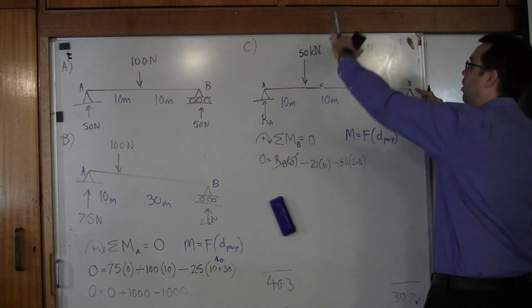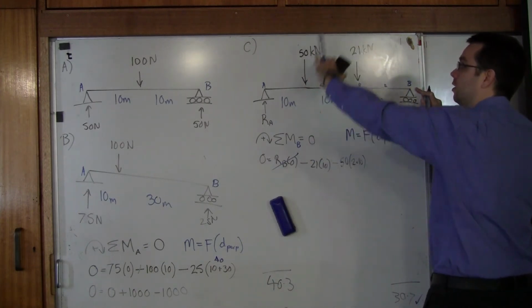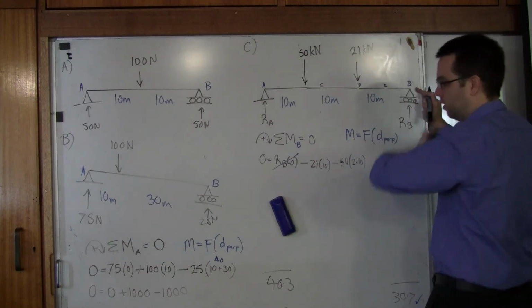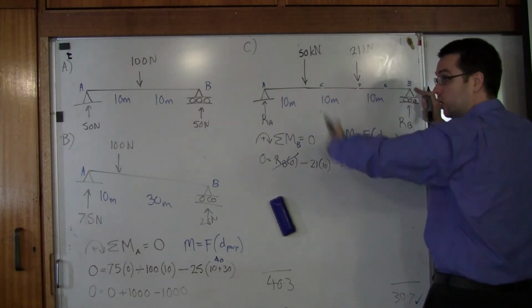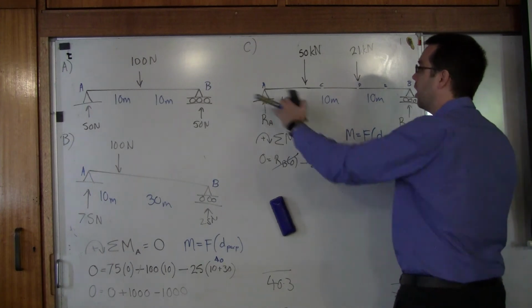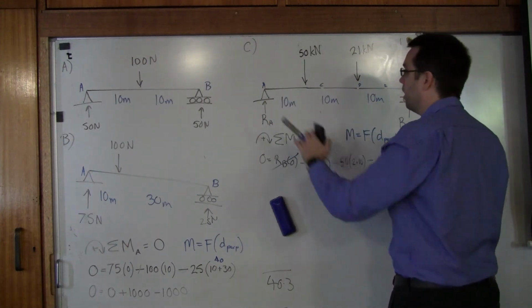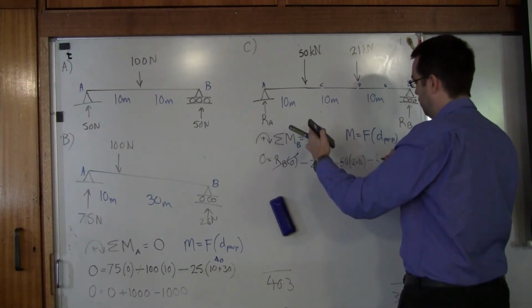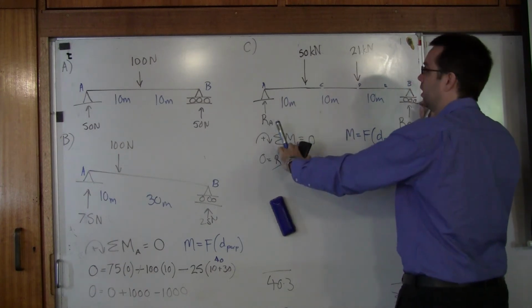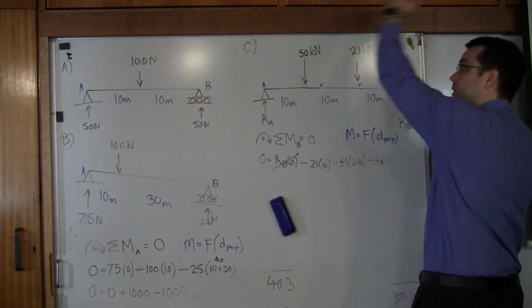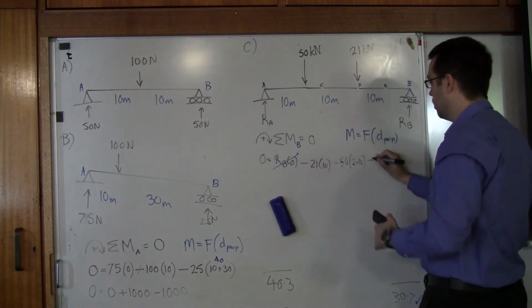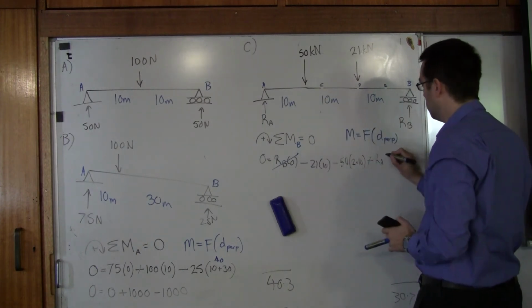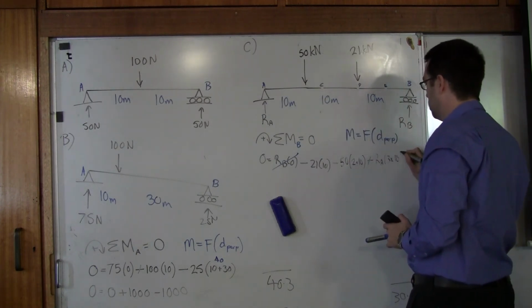Again, we're pushing down. Which direction is this? Anti-clockwise. Lastly we have RA. RA is pushing up. Relative to B, it's going up, clockwise. So we're going to turn that into a positive. How far away is it? 3 times 10 away.